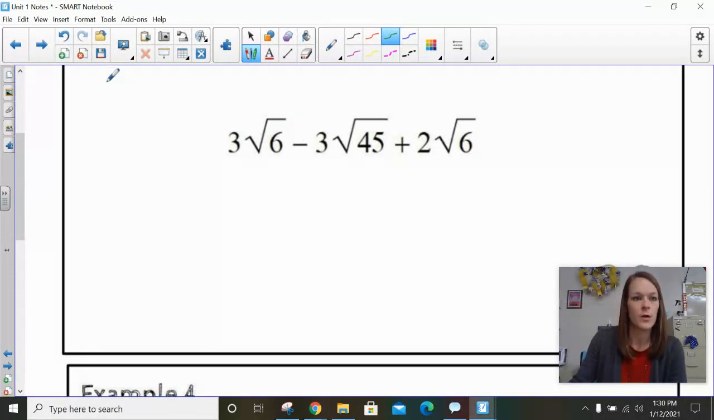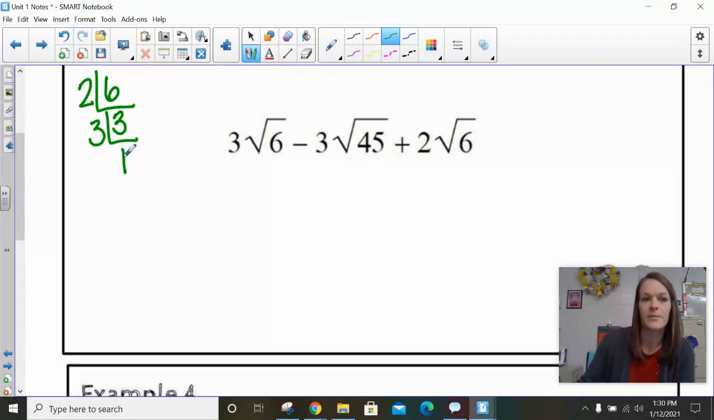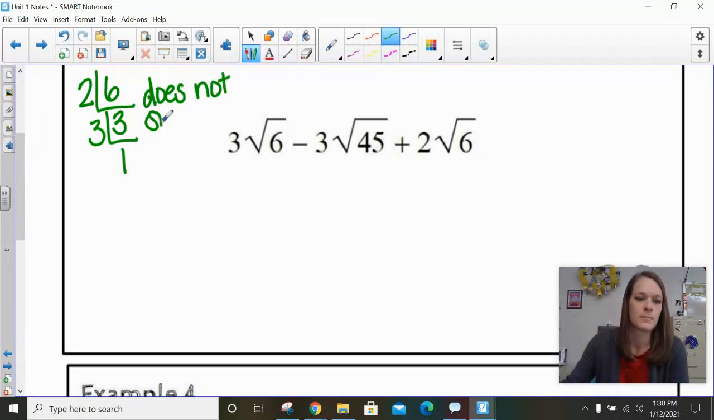But if you weren't sure, then just do your birthday cake thing. So I have 2, divided by 2, you get 3. Divide by 3, you get 1. There are no pairs of anything, which means it does not simplify. So this part does not simplify, which means the end over here does not simplify either.